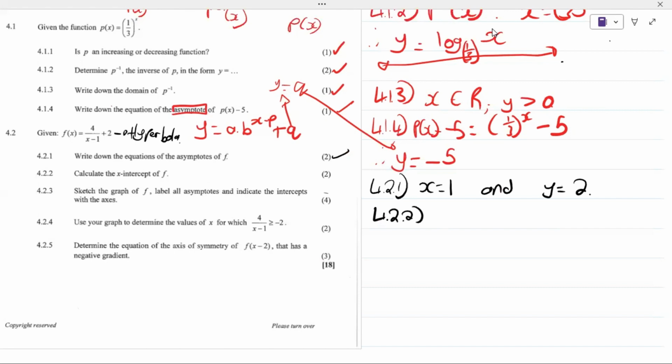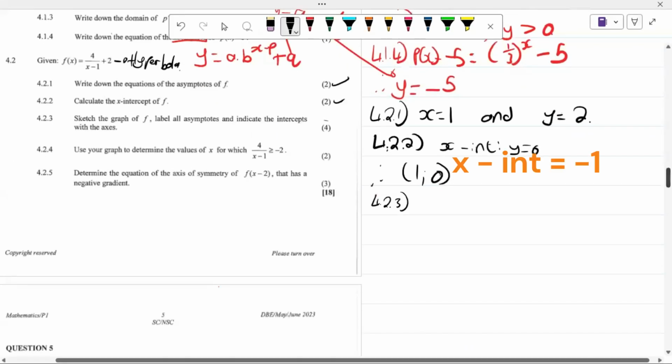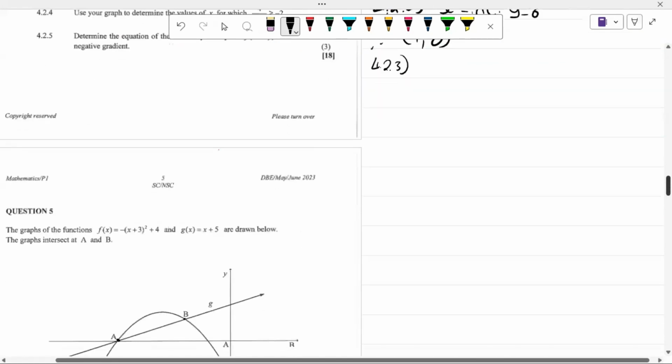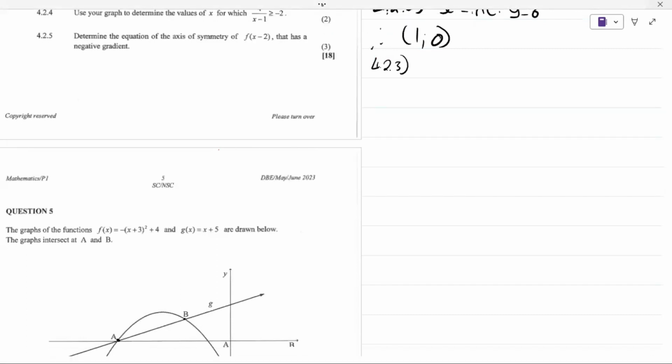So 4.2.2, they want you to find the x-intercept. So we know for the x-intercept, we just make our y 0. And then after more, let's see. That's going to be 4 over. And they say sketch the graph of f, label all asymptotes and indicate the intercepts with the axes. So okay, you're just going to sketch the graph quickly. Let me just do this thing quickly.